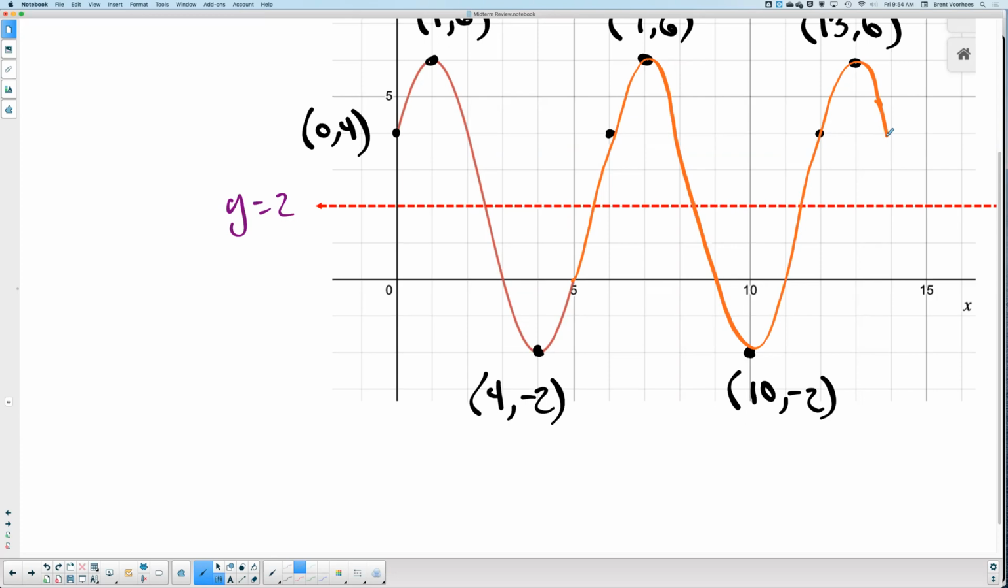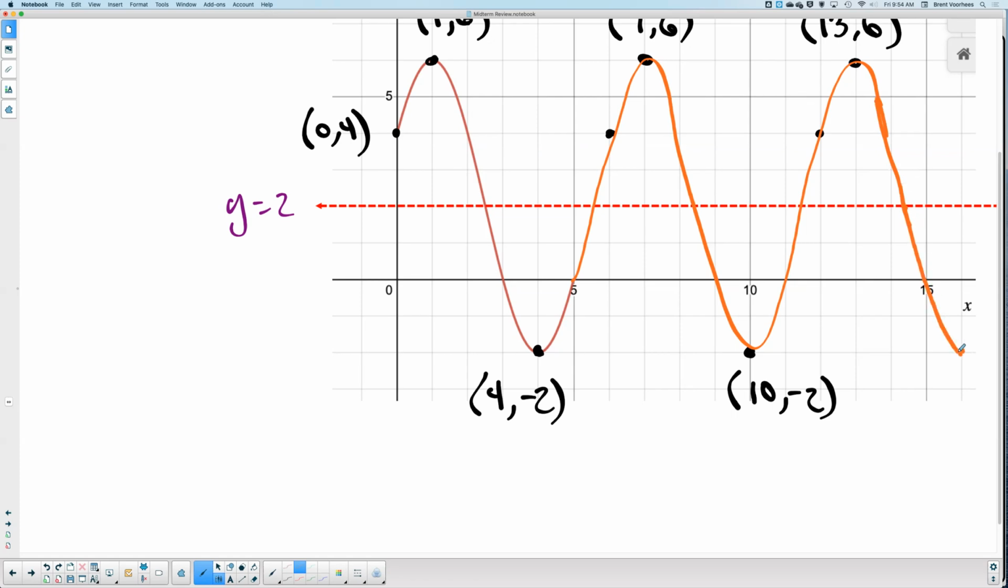6 from here. 1, 2, 3, 4, 5, 6. 1, 2, 3, 4, 5. Off the paper. Okay, how about this one? 1, 2. Wait. 1, 2, 3, 4, 5, 6. Somewhere in there. Still not there. And this would be at 16. Oh, right there.